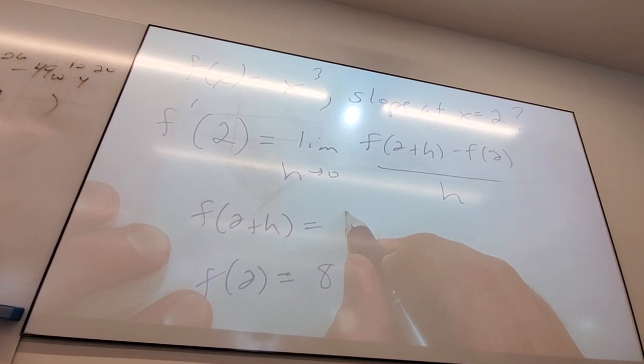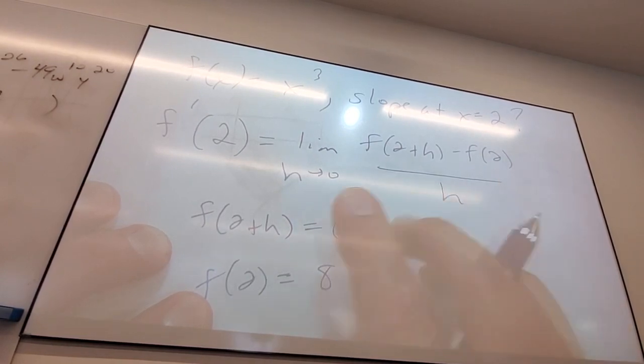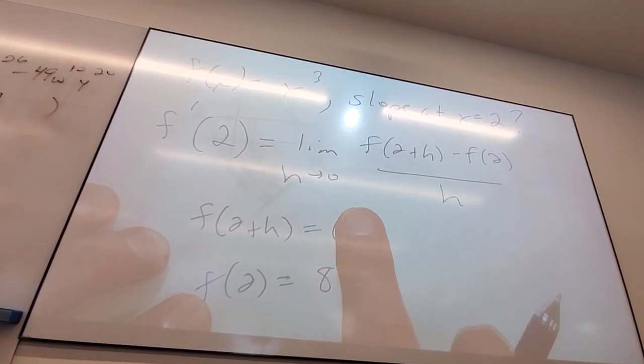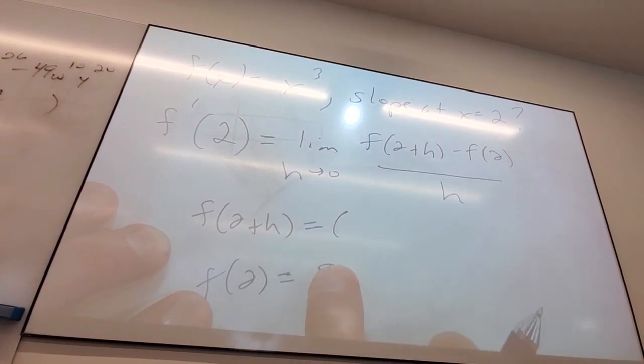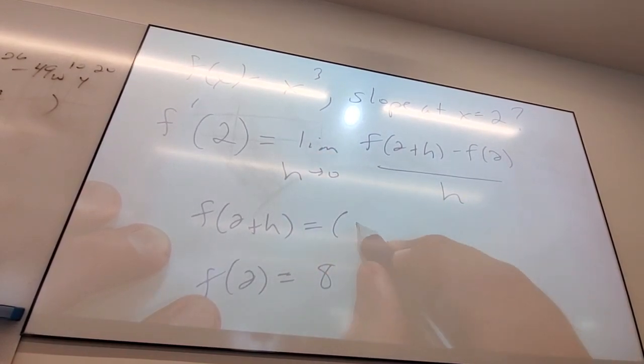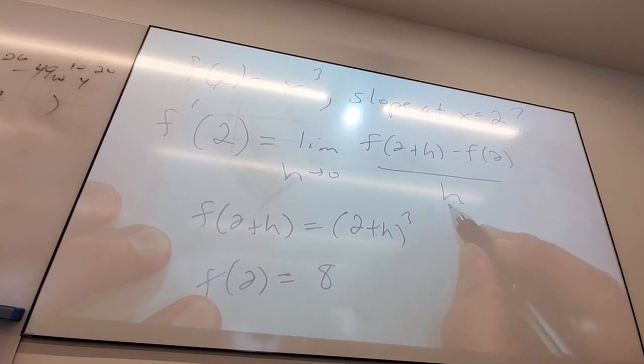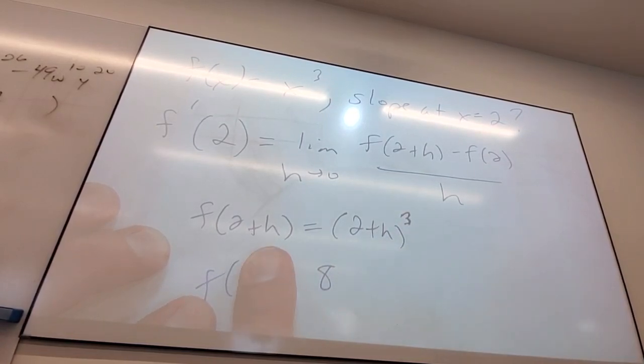What does it start off looking like? What's f of x? x cubed. So what's f of 2 plus h? 2 plus h cubed. You just replace x with the thing, yes? That's all. That's how function notation works.